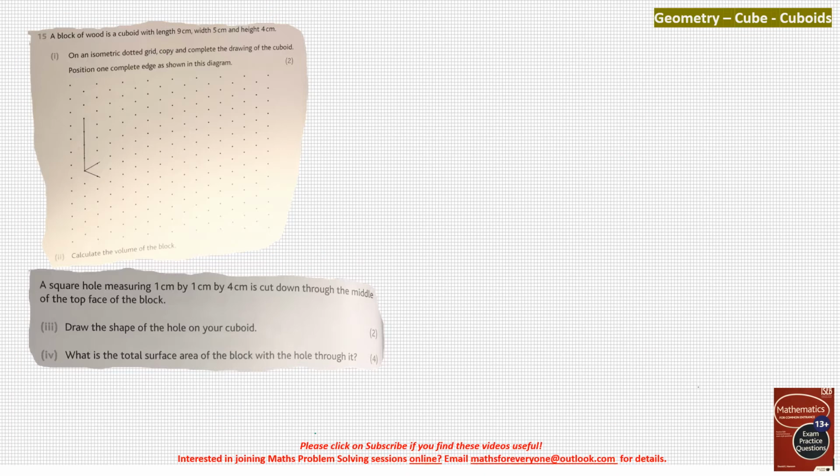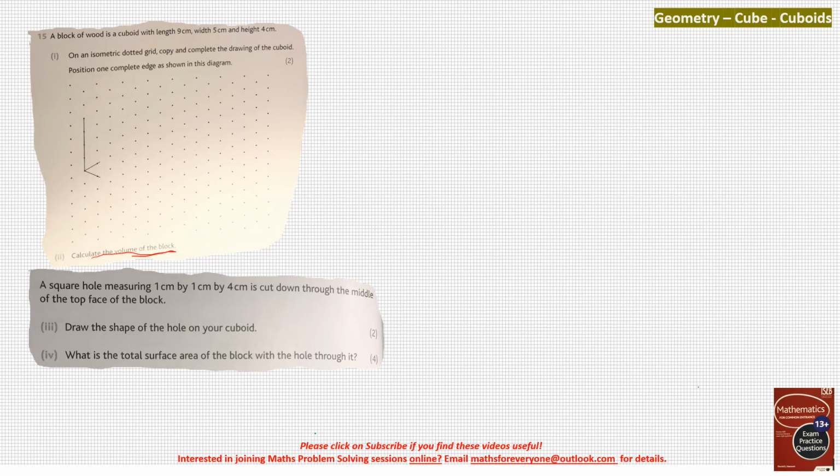The next question is, a block of wood is a cuboid with length 9, width 5, and height 4. So we have to draw that now. And then we also have to do another thing, the next question is related to the first one. So we have to calculate the volume of the block. First we have to write it. Calculating the volume is easy. It's 9 times 5 times 4 centimeter cube. That's the volume of the block.